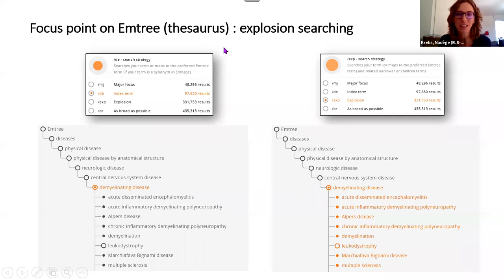Here, you see, we want to know what is the difference between this part of the screen and this part of the screen, knowing that here it puts slash DE for index terms and it finds 97,000 results. And underneath, you see that demyelinating disease is in orange. On the right part of the screen, we see that it puts a slash exp, for explosion, and it finds 331,000 results. And underneath, demyelinating is in orange, and other words and terms are also in orange underneath. So open your microphone. What do you think the difference is? What do you see the difference is?